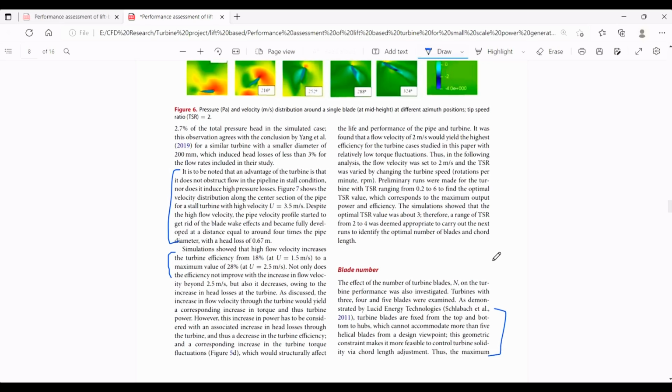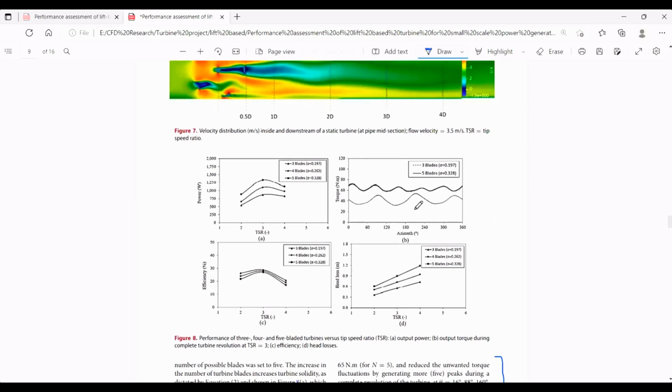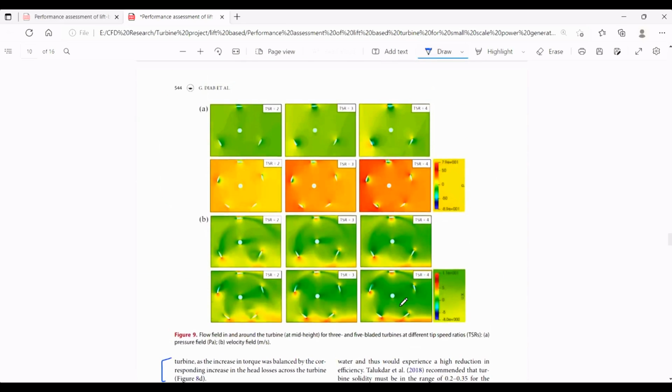So the author analyzed turbines having 3, 4, and 5 blades. And here are the graphs of the performance parameters of a 3, 4, and 5 bladed turbine. From these graphs, we can see that the overall power increases with the increasing number of blades. The torque gets more uniform for the 5 bladed turbine, and the efficiency also increases with the number of blades. But the graph also shows that although the power and the torque improve with increasing blades, the head loss also increases with the number of blades in a turbine. And these are the pressure and velocity contours for 3, 4, and 5 bladed turbines.